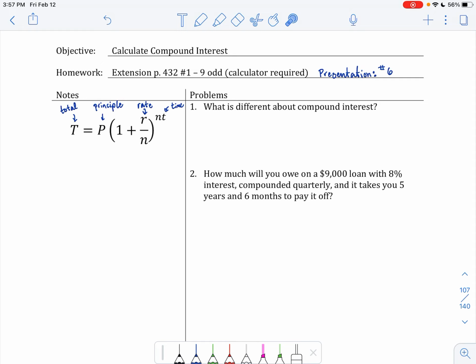1 plus r over n. R is still rate. It's going to be a percent in the problem. You want to type it into your calculator as a decimal. And little t is time, still measured in years.